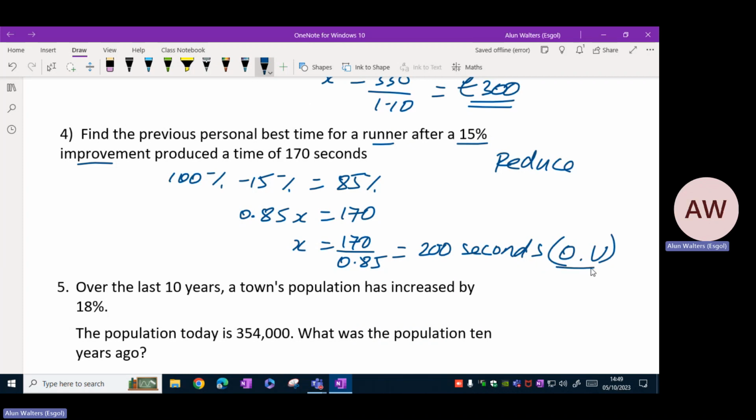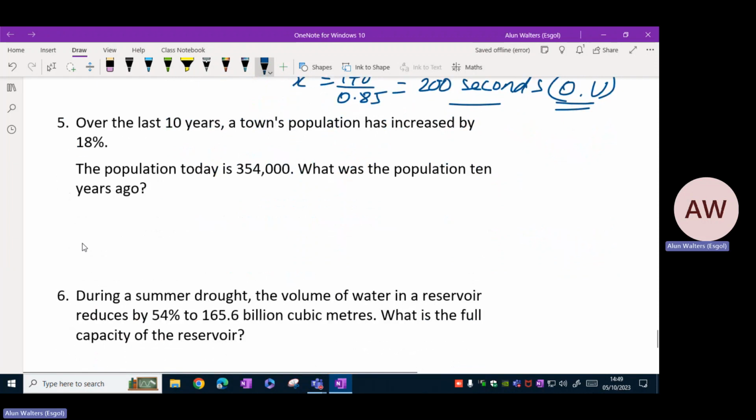So once again, it makes sense. It was taking 200 seconds. We've reduced it to 170 seconds. We've made it smaller. So yes, it makes sense. Question 5. I'll just give myself a little bit more room here. I can't do it. Right, okay.